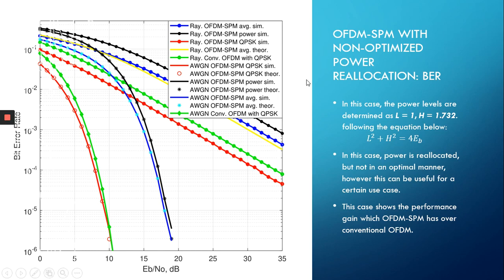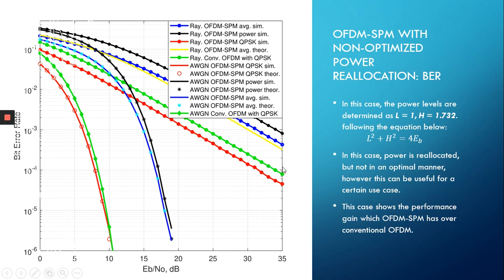However, if you look, what happened over here was the average performance, the average BER performance of OFDM-SPM is much worse than conventional OFDM, as you can see. However, looking at it from another point of view, the BER performance of QPSK when using OFDM-SPM was actually better than that of conventional OFDM.